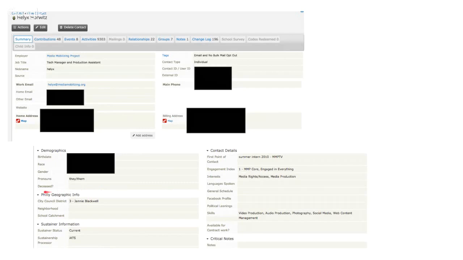So for instance, because we do a lot of organizing in Philadelphia, it's really important for us to know what city council districts people live in. And so we're able to put a field for that in the database and then very easily bring up people by city council district. So if we need to go talk to a specific city councilor, we can bring up everybody in our database who lives in that district and ask them, do you want to go talk to your councilor about something?